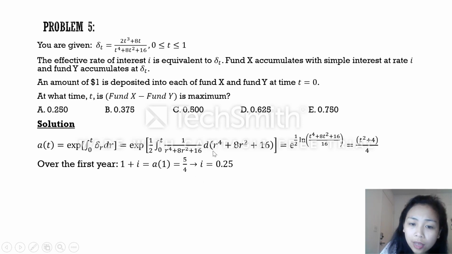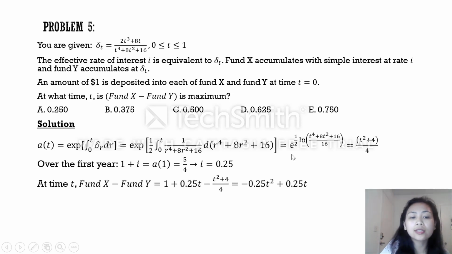Now we are going to use this i as a simple interest rate to accumulate fund X. So fund X at time t is 1 plus it. i is 0.25, so that becomes 1 plus 0.25t. This is fund X. And fund Y is t squared plus 4 over 4. Here, because we deposited $1, we don't need to care about the initial amount. The accumulation function is also the accumulated value.